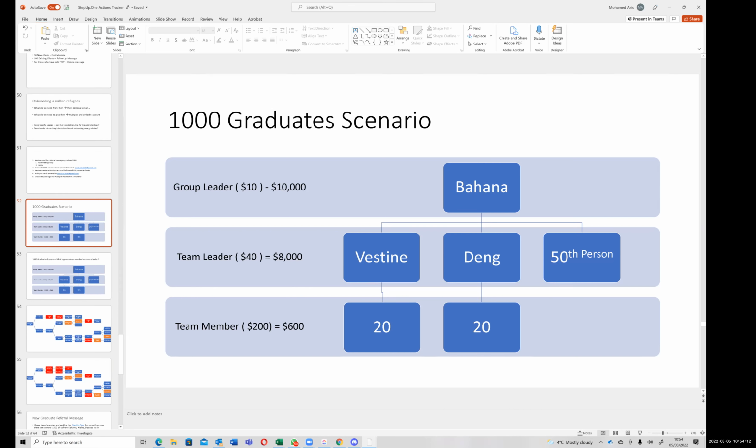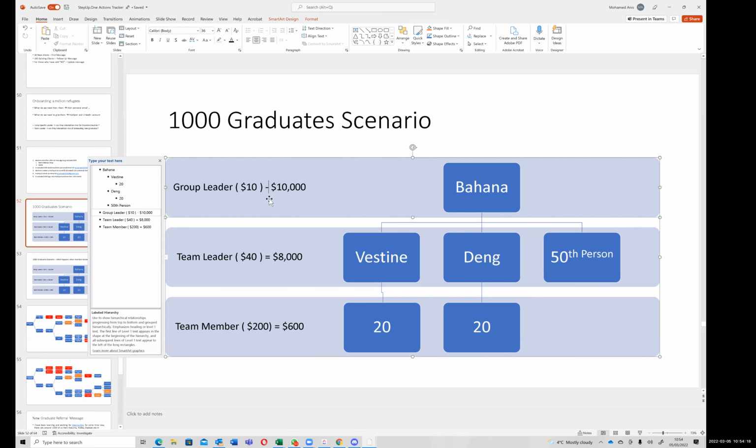So I think you and the team should sit down and see the criteria. Who is to be a team leader? Who is to be a group leader? What criteria are needed for a person to have that title?